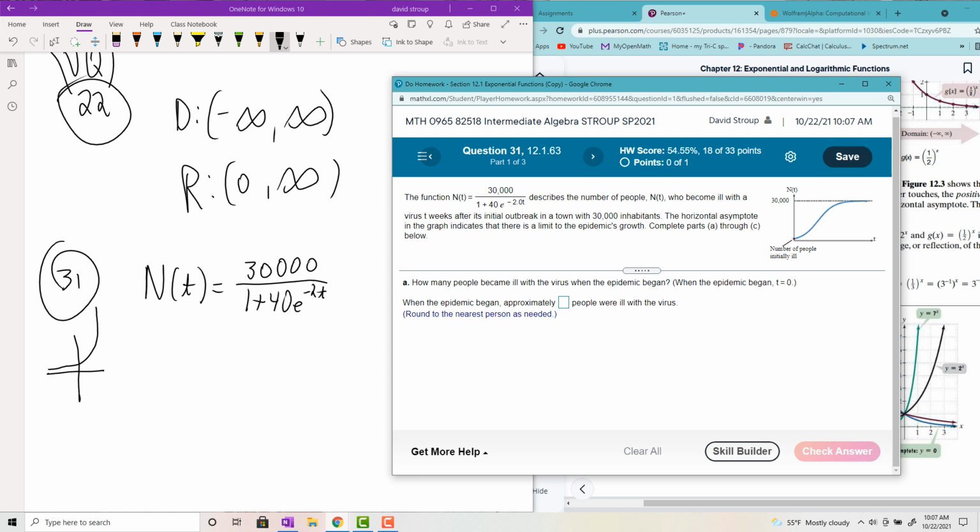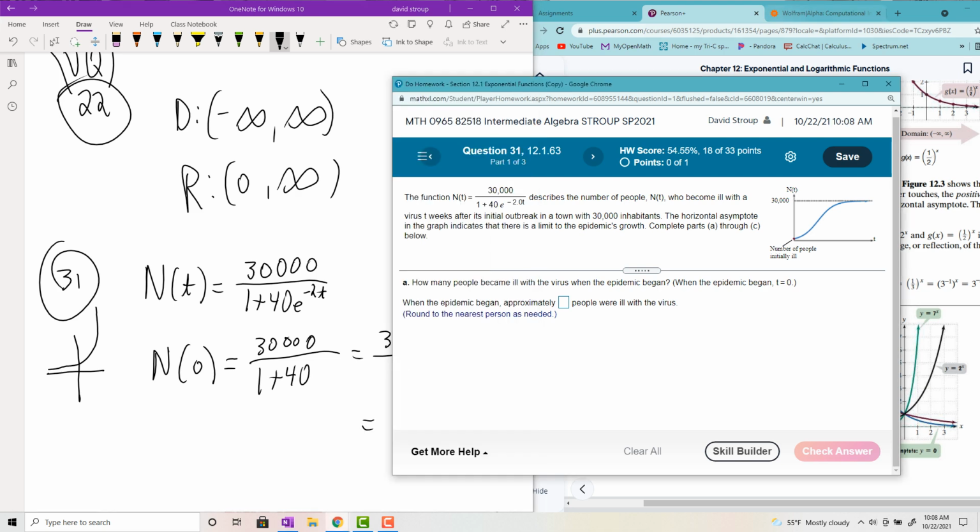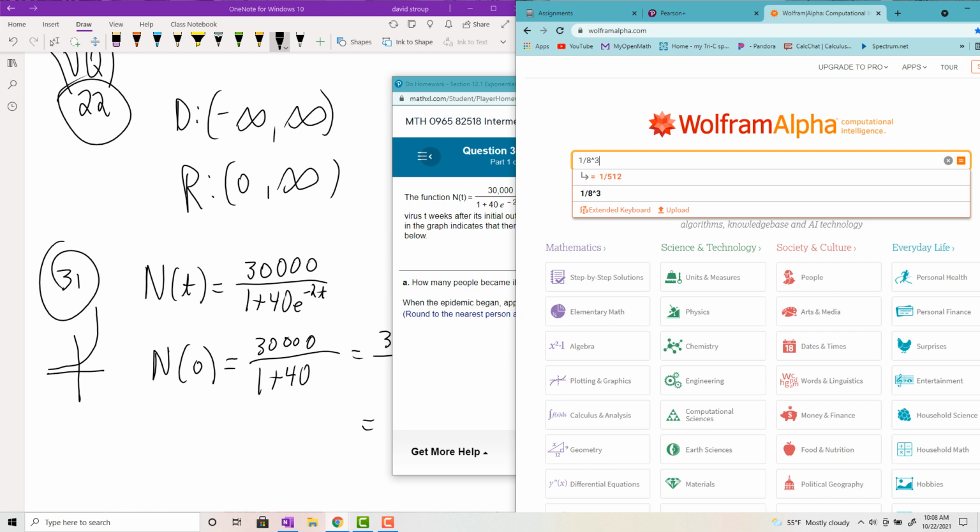So anyways, how many people became ill with the virus when the epidemic began? For that, all you have to do is figure out N of 0. And if you don't like the idea of thinking of pandemics, you think of zombies or something. That always helps, kind of takes away the realism. So at time 0, how many zombies are there? It's that kind of idea. We're going to have to round to the nearest person.